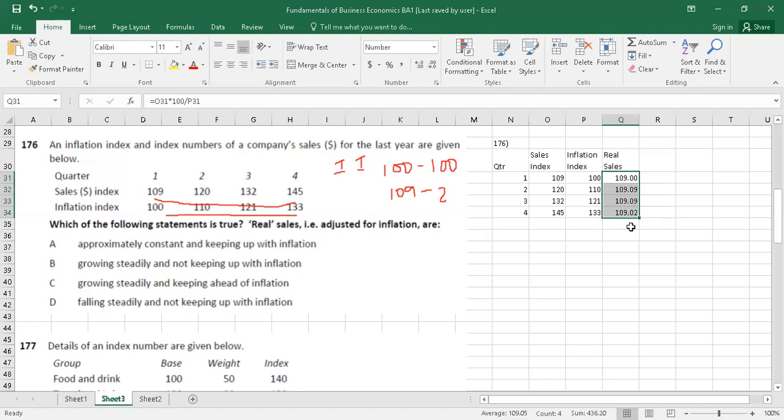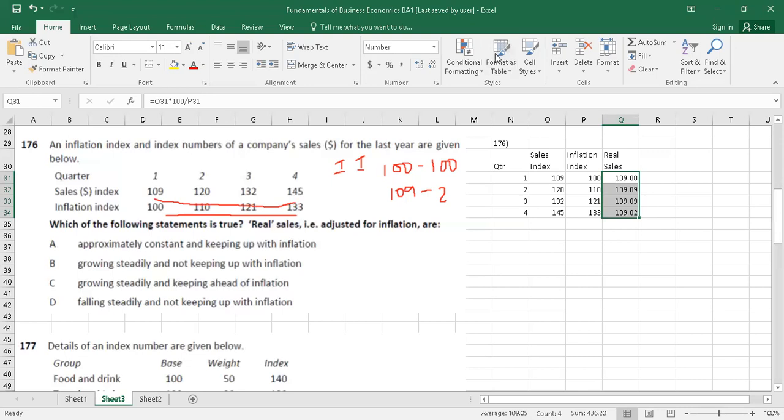It is 109, 120, 130 to 145. The actual sales index is growing more than the percentage increase in the inflation index. See, the real sales should be approximately constant and keeping up with inflation. That should be the real situation.